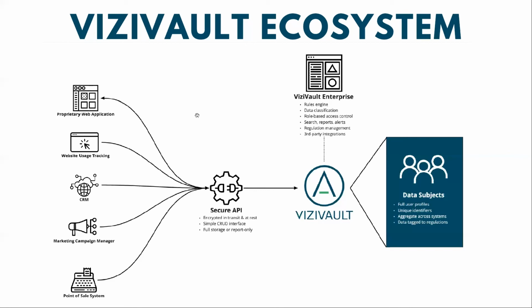So those are essentially the three main components of ViziVault, and you can see how the organization here is leveraging the API to centralize all of the personal information that's being used across these systems. And the proprietary application here is leveraging the vault as a data store itself. It's using it as a source of truth for personal information. Those are the various components of ViziVault.